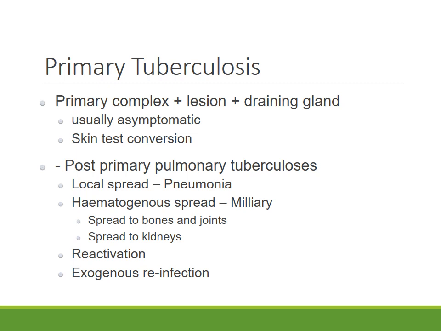Post-primary pulmonary tuberculosis. Local spread leads to pneumonia. Hematogenous spread leads to miliary TB. Spread to bones and joints. Spread to kidneys. There may be reactivation or exogenous reinfection.